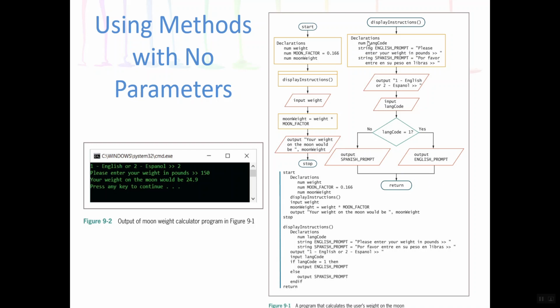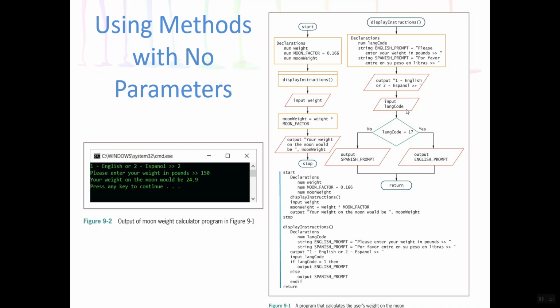It declares some variables. It has a variable here. It has 2 constants that represent the prompt we would want to give the user for English, please enter your weight in pounds, as well as the prompt for Spanish. And then the steps ask the user, are you an English or a Spanish speaker?